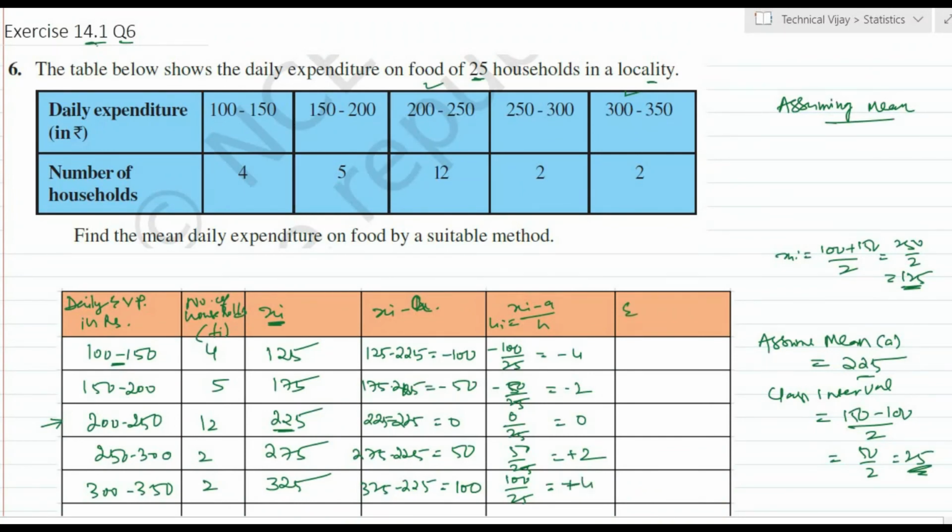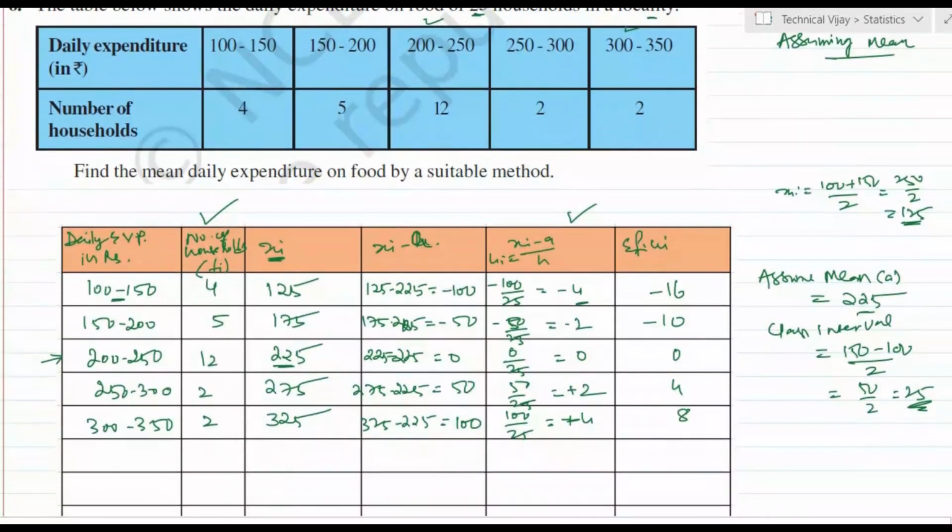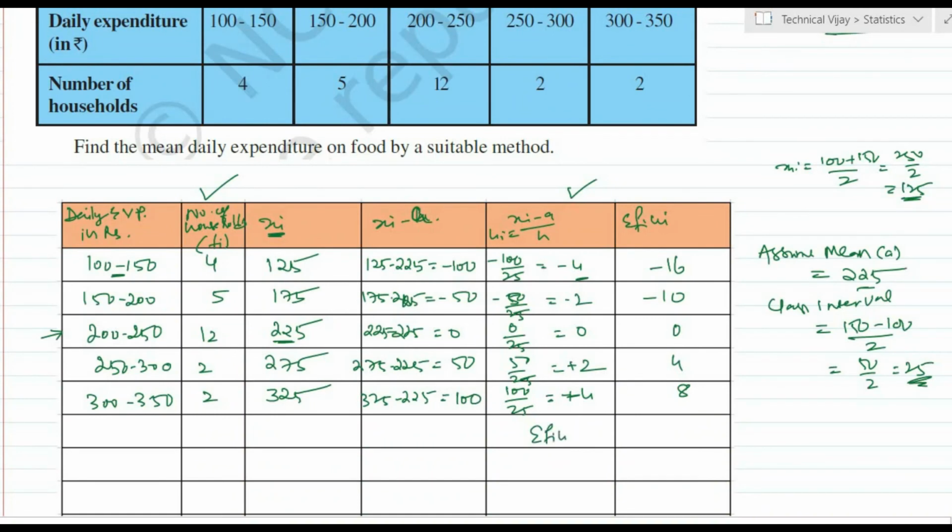Now sigma fi into ui. We will multiply this into this. Minus 4 into 4, minus 16. Minus 2 into 5, minus 10. 0 into anything is 0. Plus 2 into 2, 4. 4 into 2, 8. Now we will add: sigma fi ui is equal to 8 plus 4, 12, 12 minus 10 plus 2, plus 2 minus 16 minus 14.